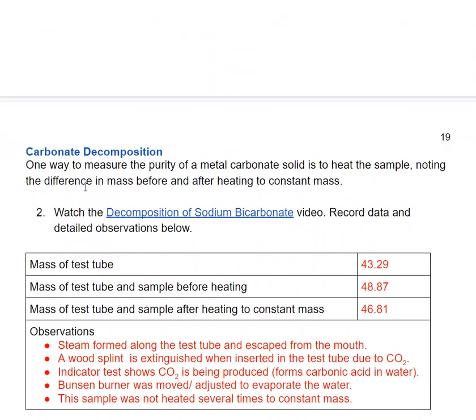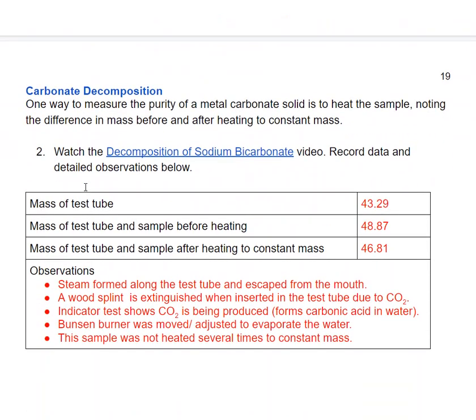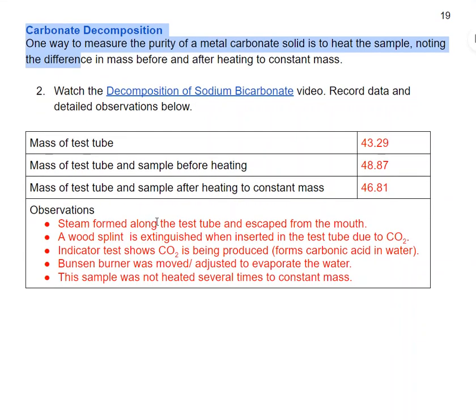In the next question, you observed a carbonate decomposition. So this is very similar experimentally to what your lab 1 is going to be. But the difference is this is a pure substance and in our experiment, it's going to be a mixture. So here are the masses that we found during the video.